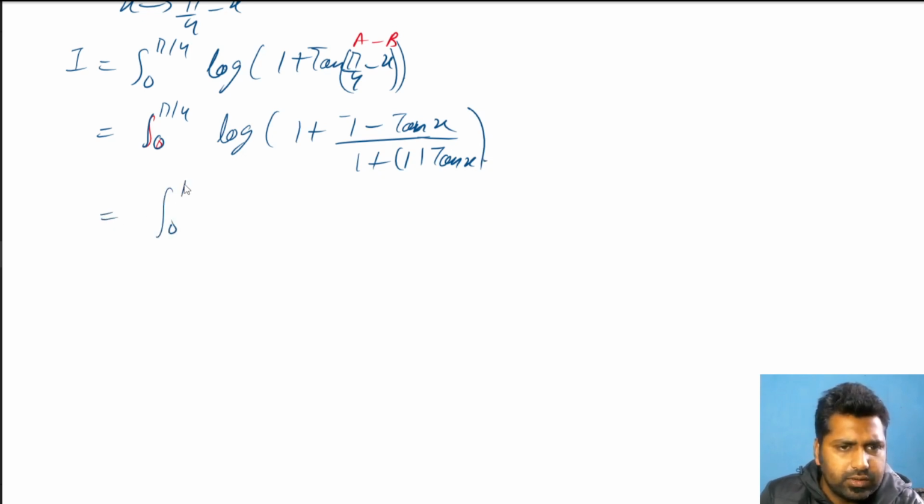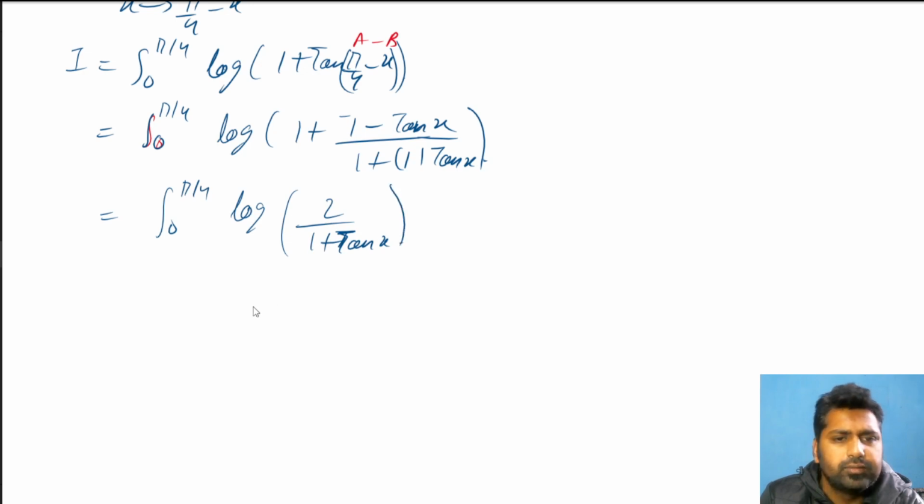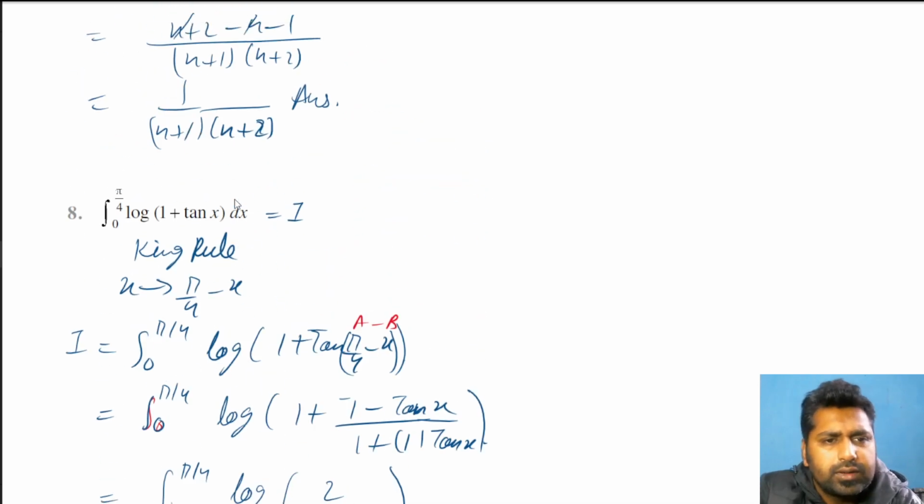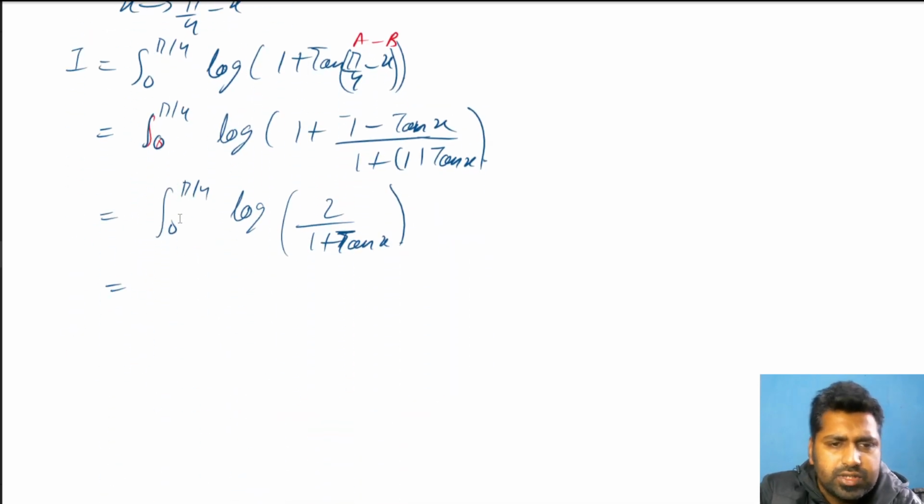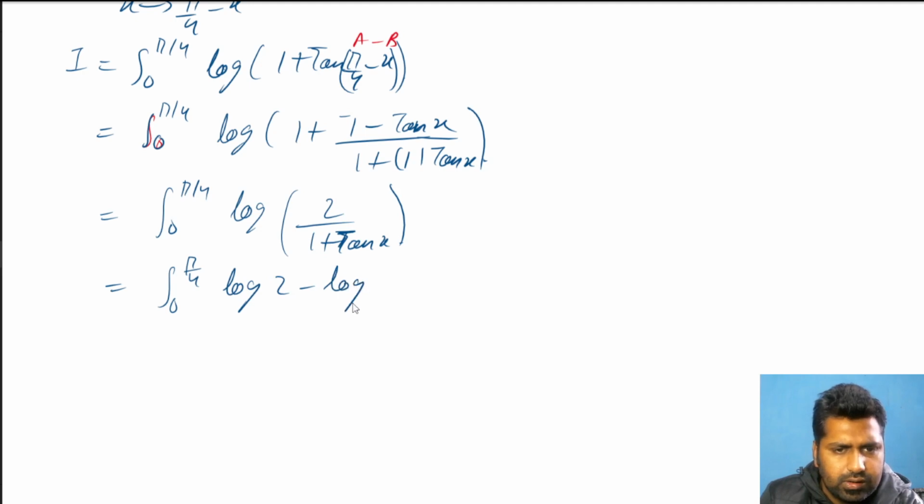Let's take the LCM. 0 to pi by 4, let's take log. If we take the LCM, this becomes (1 plus tan x) and (1 minus tan x), so 2 upon 1 plus tan x. Okay. All right. Now 1 plus tan x. I think the question also has log(1 plus tan x), but that was in the numerator. This is in the denominator. So let's split it. Okay, so 0 to pi by 4 log. I can write this as log 2 minus log(1 plus tan x). Log a minus log b is log a by b, so I'm using the reverse of it.